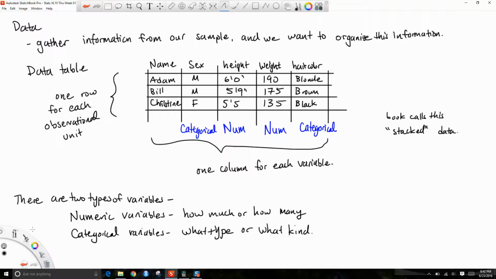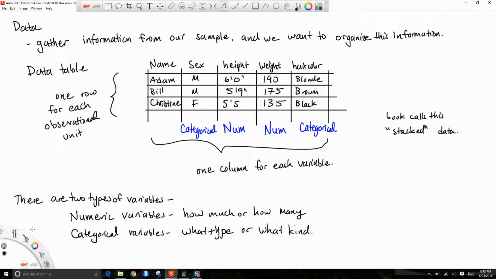Whereas, if someone weighs 190 and another person weighs 175, it's fine to say this person weighs 15 pounds more than the other person. That's a totally fine comparison to make. If we ask how many siblings does someone have, is that numeric or categorical? Numeric, because you can say you have two fewer siblings than this other person. That's totally fine to say.